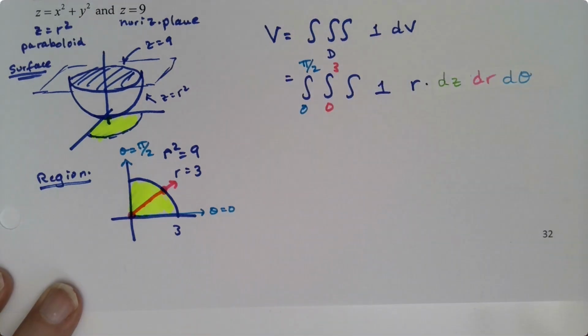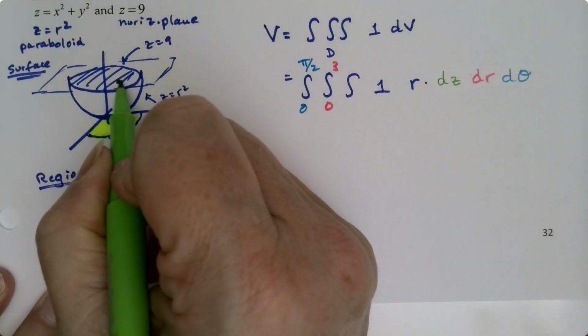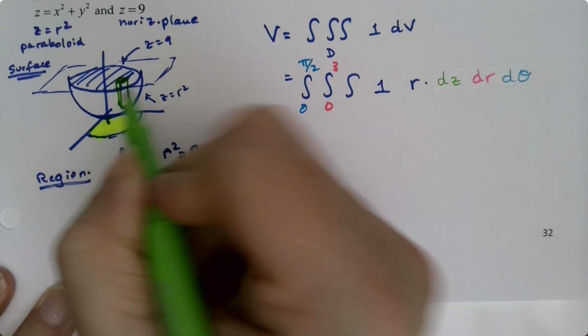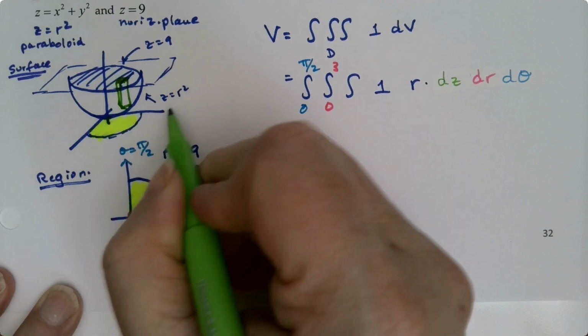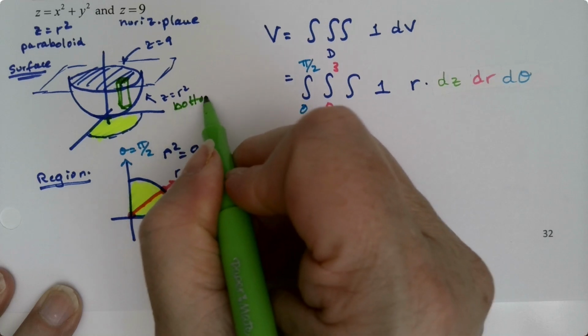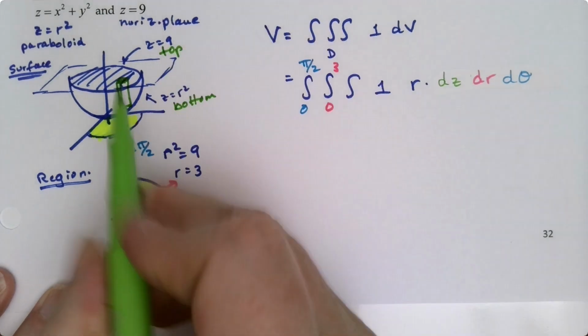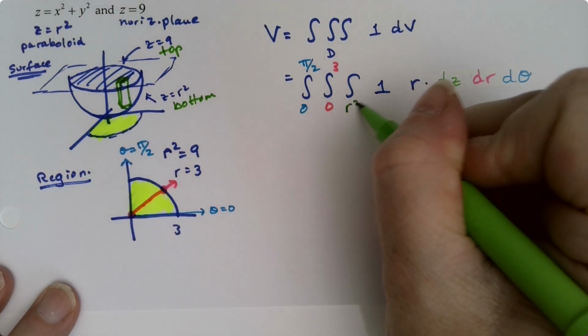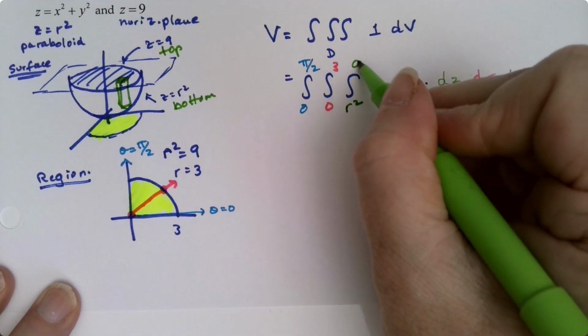So then where's the difficulty? It's the z. So you have to think about a pillar that would be stacked inside this three-dimensional object, right? So what's the bottom and what's the top, right? So down here is the bottom, up here is the top, right? It'd be hitting that paraboloid down here. So the bottom is r squared and the top would be 9.